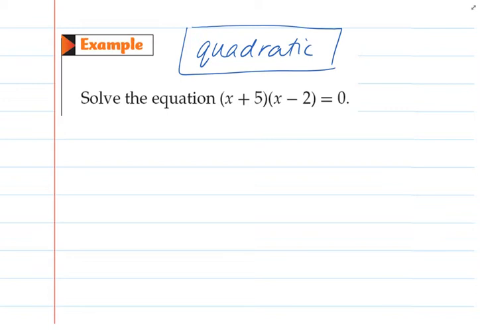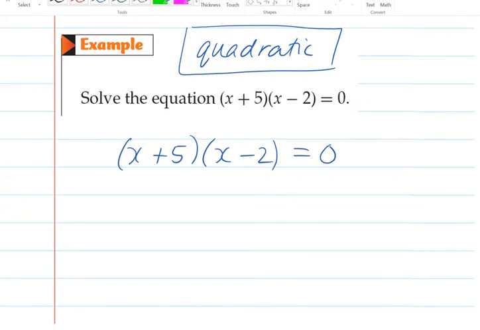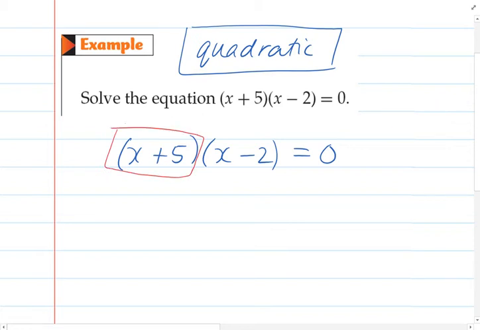Okay, anyway, let's start by copying out the question, because that's one of the key steps with algebra, is always copying out the question first. Okay, and let's think a little bit about what's going on here. So I've got two sets of brackets. Here's my first set of brackets, and here's my other set of brackets.